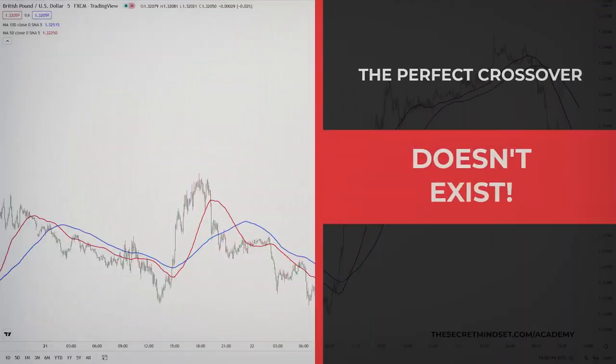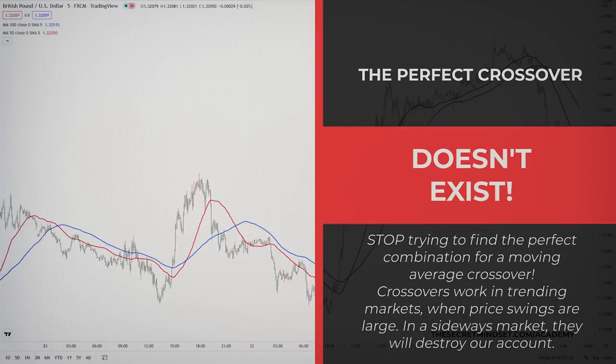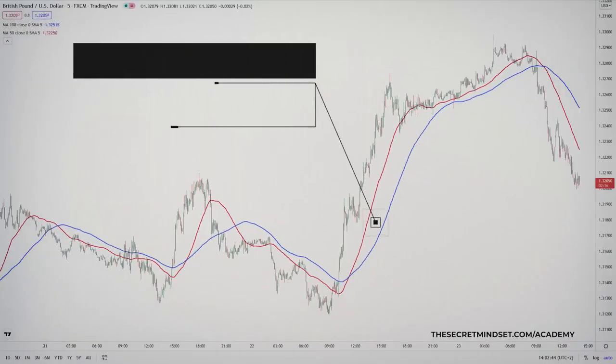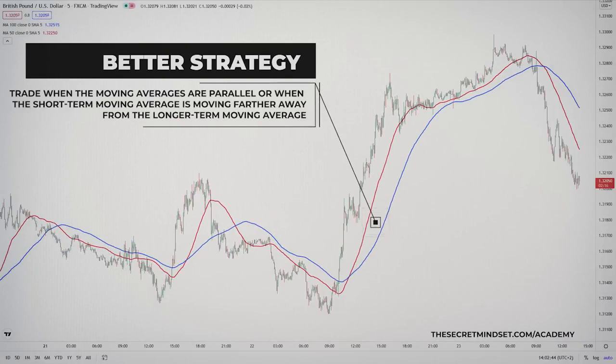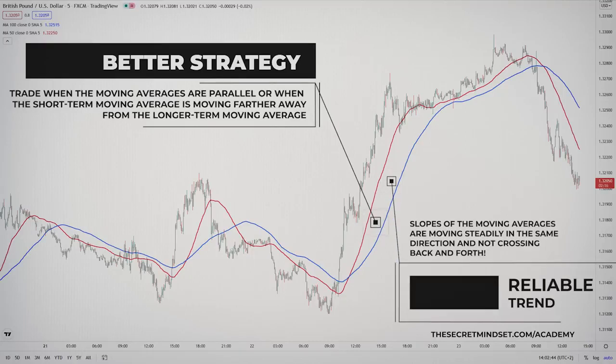I lost a lot of money trying to find a perfect combination for a moving average crossover that will work in all market conditions, especially during choppy periods. Yes, crossovers work in trending markets when price swings are large. In a sideways market, they will destroy your account. Instead of trading at crossovers, you should trade when the moving averages are parallel, or when the short-term moving average is moving farther away from the longer-term moving average. To identify the most reliable trends, you want to see the slopes of various moving averages all moving steadily in the same direction and not crossing back and forth.